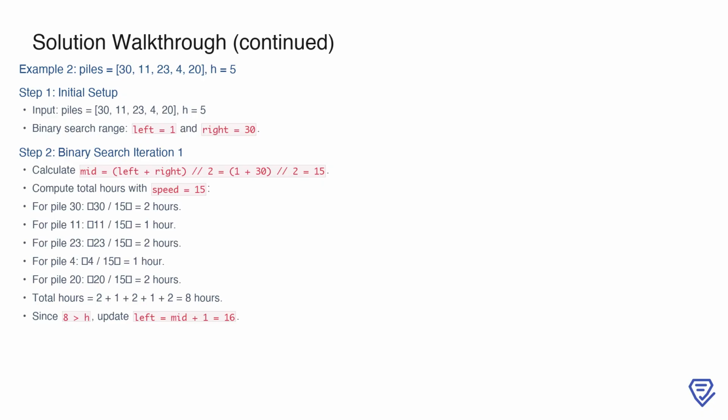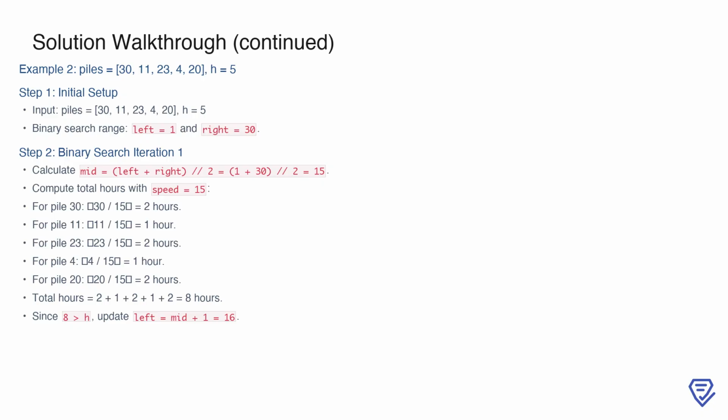In the second example, we apply the same binary search approach to a new set of piles, 30, 11, 23, 4, 20, with only 5 hours available. We initialize the search range with left set to 1 and right set to 30, the size of the largest pile. For the first iteration, we calculate mid equals (1 + 30) // 2 equals 15 and test this as the speed. At speed 15, eating pile 30 takes 2 hours, pile 11 takes 1 hour, pile 23 takes 2 hours, pile 4 takes 1 hour, and pile 20 takes 2 hours, resulting in a total of 8 hours.